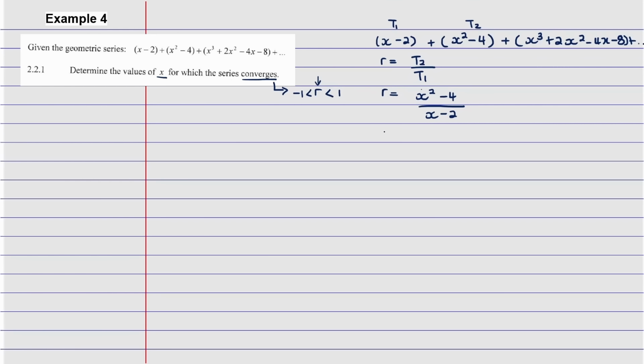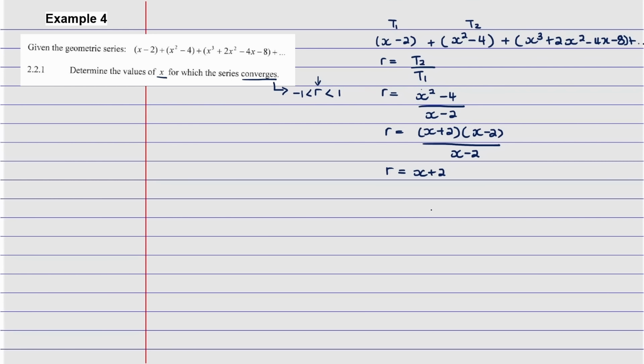Now let's simplify this r. Here it's the difference of two squares, so this is going to be x plus 2 times x minus 2, and this whole thing is divided by x minus 2. The x minus 2 cancel out, so therefore r is x plus 2. So now we've written our r in terms of x. Now we're going to use the fact that the series is convergent to solve for x.